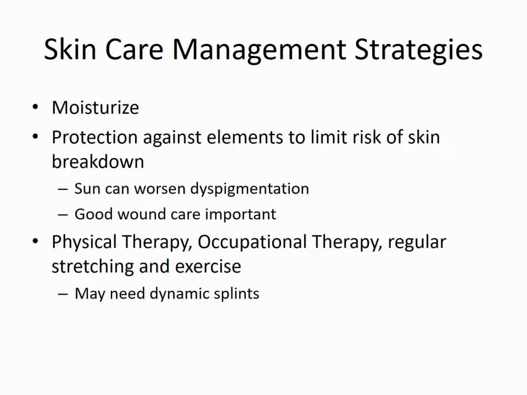General skincare management strategies, which you may be hearing more about from Dr. Chu later, are to moisturize, to protect against the elements, and to limit the risk of sun breakdown. Sun can also worsen the dyspigmentation, and good wound care is important. These are kids, so we want them to move, and we want them to move normally. Movement is part of how kids grow, so it's important to have physical therapy and occupational therapy to try to restore any loss of movement, but they should also be participating in regular stretching and exercise programs. For those with severe contractures, they may need dynamic splints.